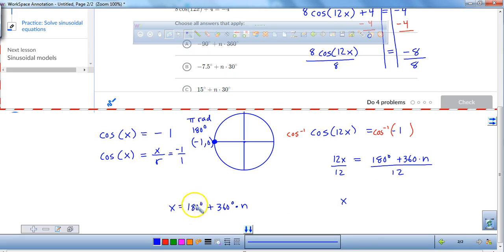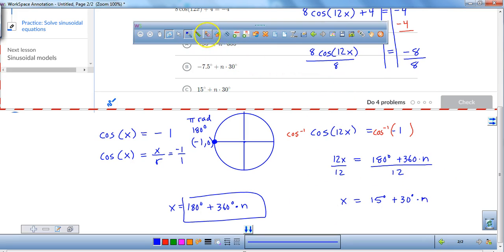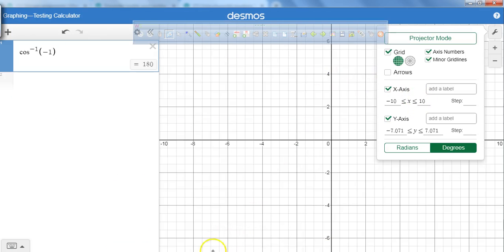So my answer is not going to be this if we were just solving for x. We're solving for something like what if you had to multiply x by 12. So we're going to have to divide everything by 12. Alright, and so 180 divided by 12 is 15. And this will be 30 degrees times the value of n. And n is simply an integer. Basically after I divide everything, I just multiply it by n because that will get us to the same spot over and over and over.